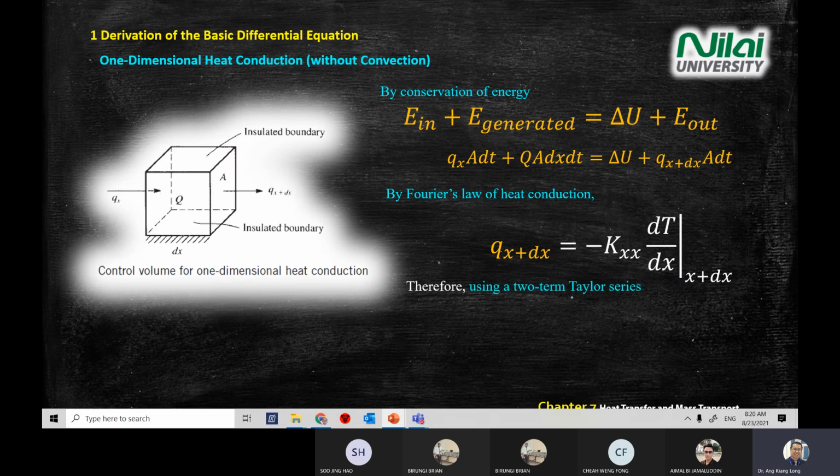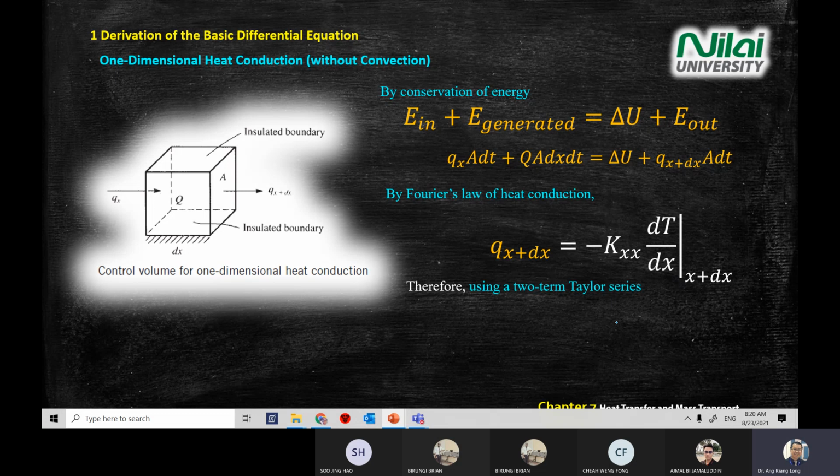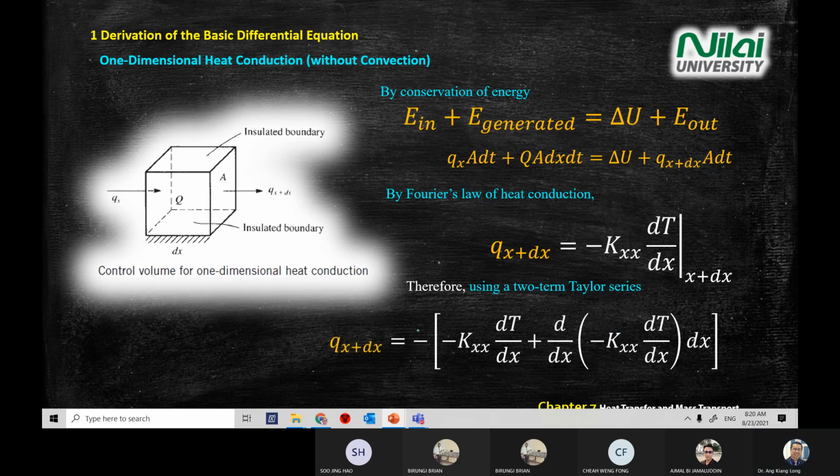And when we derive the equation for this module, for finite element analysis, we will use the famous Taylor series. You've seen this one before, right? And we limit to only two terms, or power of 2 in the equation. So you see something like this. When you expand this qx plus dx, which is the q at the right hand side coming out, you will get negative kxx dT over dx plus differential d over dx of minus kxx dT over dx, times dx. So we only look at two terms inside the Taylor series.